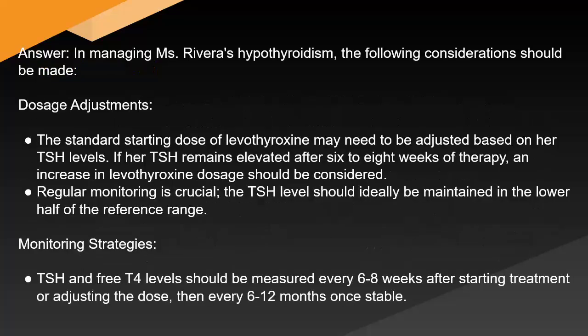Answer: in managing Ms. Rivera's hypothyroidism, the following considerations should be made. Dosage adjustments: the standard starting dose of levothyroxine may need to be adjusted based on her TSH levels. If her TSH remains elevated after 6 to 8 weeks of therapy, an increase in levothyroxine dosage should be considered. Regular monitoring is crucial. The TSH level should ideally be maintained in the lower half of the reference range. Monitoring strategies: TSH and free T4 levels should be measured every 6-8 weeks after starting treatment or adjusting the dose, then every 1-2 months once stable.